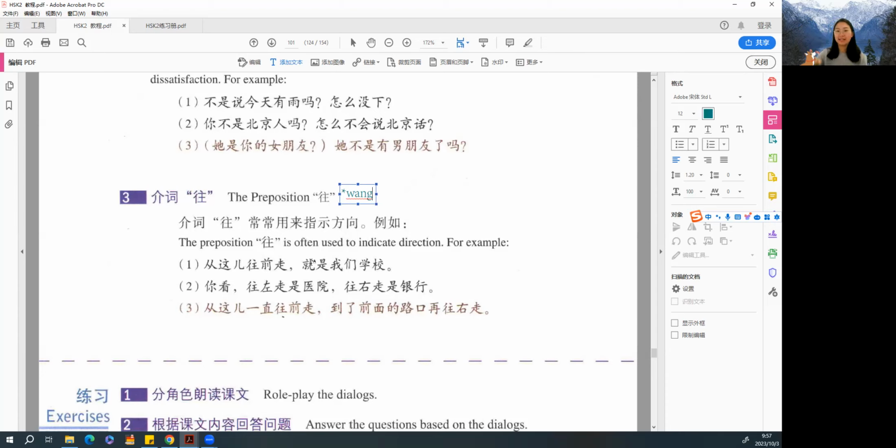就是我们学校. That's exactly our school. The second example, 你看. This is very oral speaking, so it's good for you to say anytime you want to say, hey, look at this. 你看. In German we say schau mal, right? So 你看往左走, going to the left direction, 是医院, is the hospital. 医院往右走, going to the right direction, 是银行. 银行 is the bank.